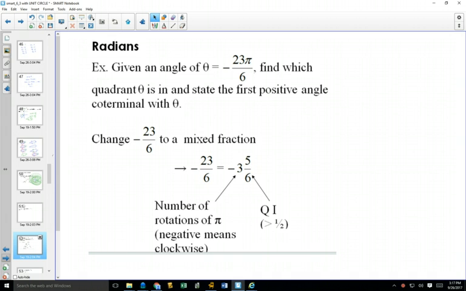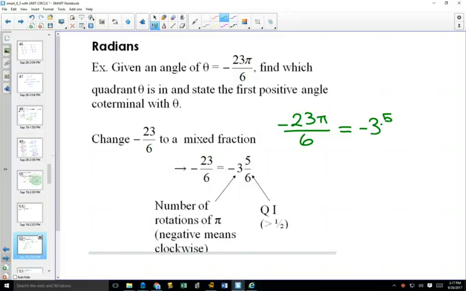But if you get an angle like negative 23 pi over 6, and you're trying to figure out what quadrant it's in, this is the technique that I like to use for that. First of all, I think of that fraction, negative 23 over 6, as a mixed fraction. Are you okay with 23 over 6 being 3 and 5/6? Now, technically what I'm doing here is I'm taking the fraction out in front and keeping pi afterwards.